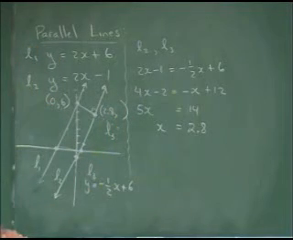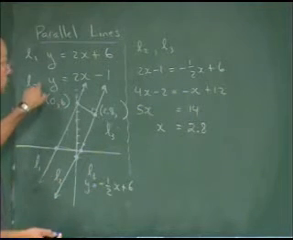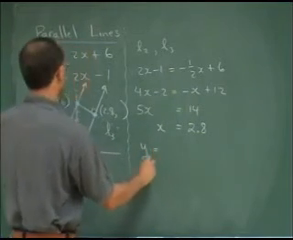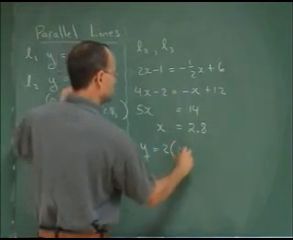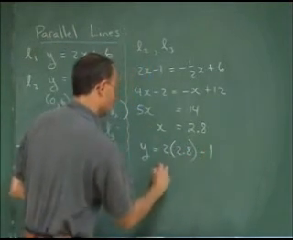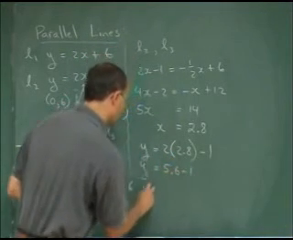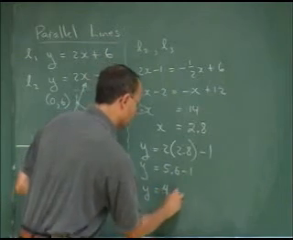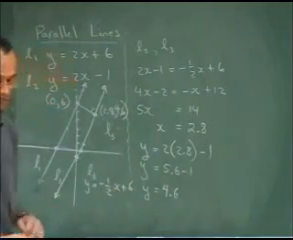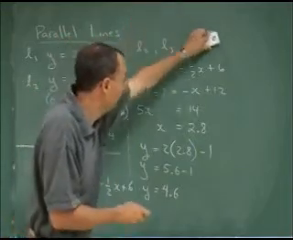And we want to figure out the y coordinate now. And it doesn't matter which line you go to. I'm going to choose line 2 because that doesn't have any fractions in it. So I'm going to go y equals 2 times the x, which we just figured out is 2.8, minus 1. And so that's going to give us y equals 5.6 minus 1, or y is 4.6. Okay, we're ready for step 3, so I'm going to erase all this.